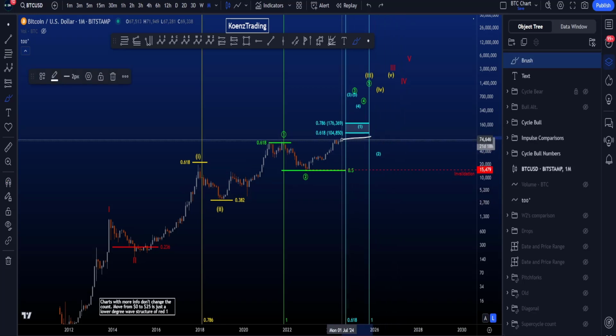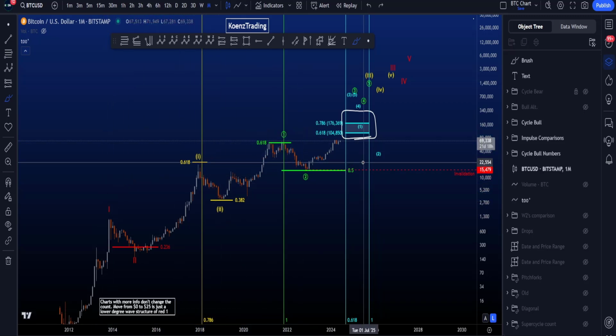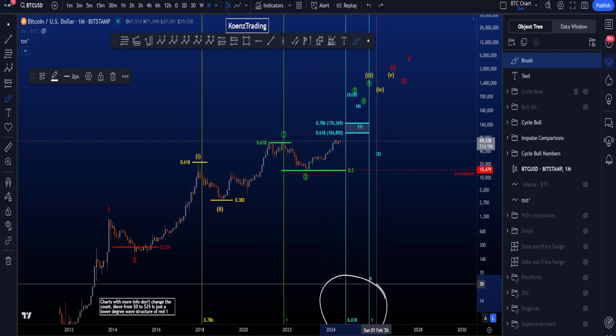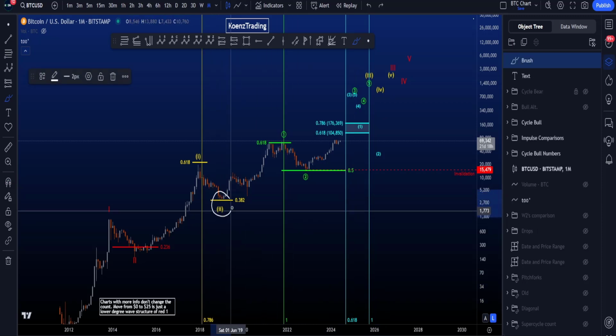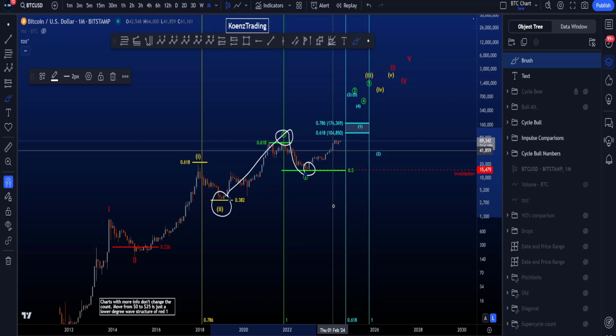To get a better estimation of when this wave 1 might top out in time, we have to compare the previous bull markets with one another in time, giving us an estimation between September 2024 and October 2025, the two fib times on the chart here, taken from the start to the end of the previous bull market to the end of the previous bear market.